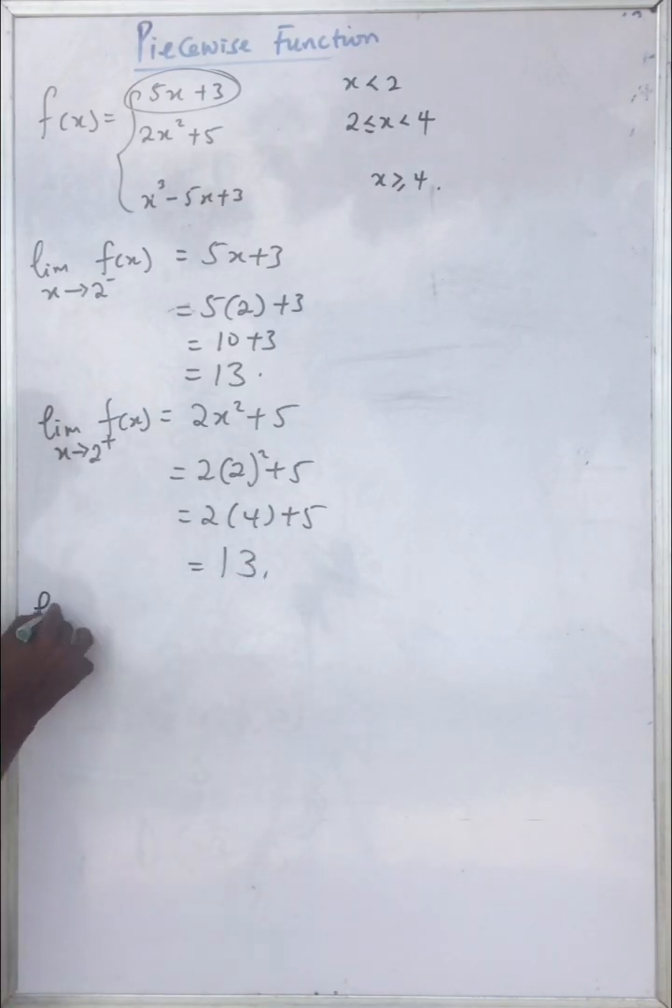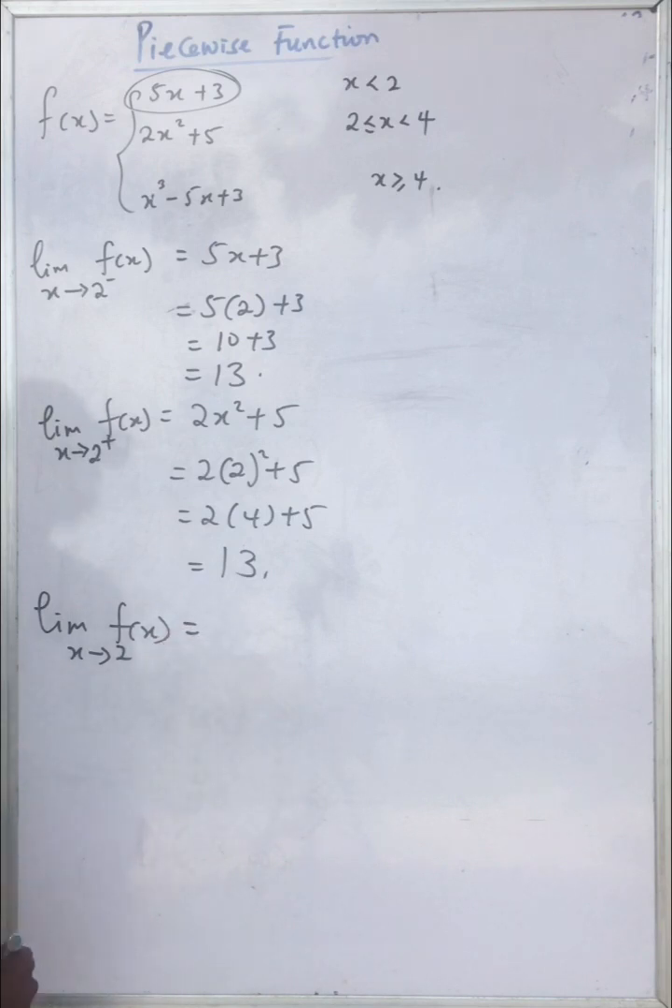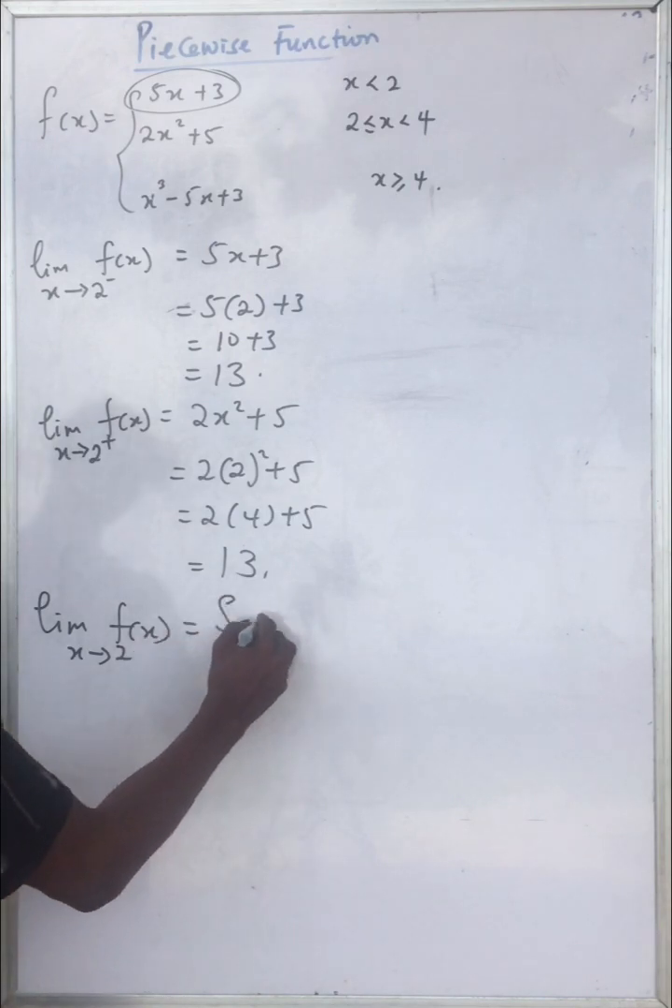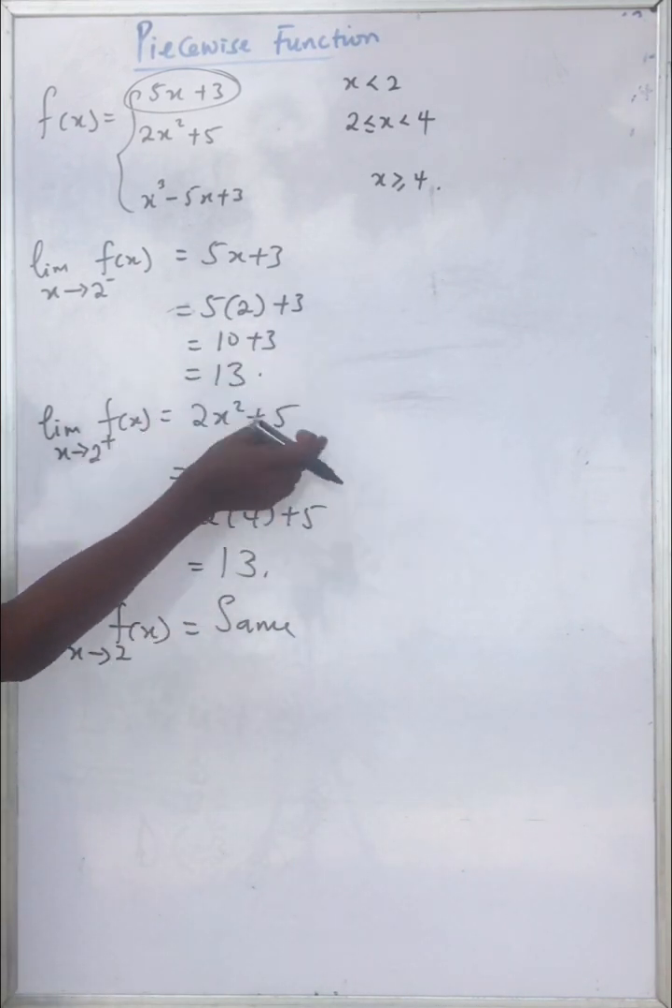So now shall we find the limit as x approaches 2 from both sides? If x is approaching 2 from both sides, the limit as x approaches 2 from both sides will be the same as 13 here. You understand now? It will be the same as the value we have here.